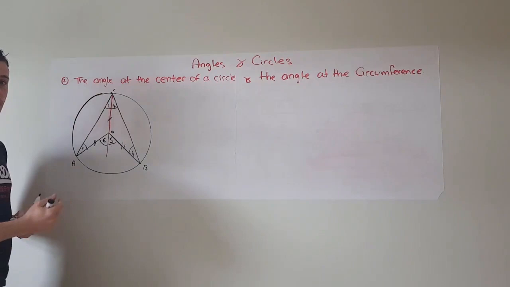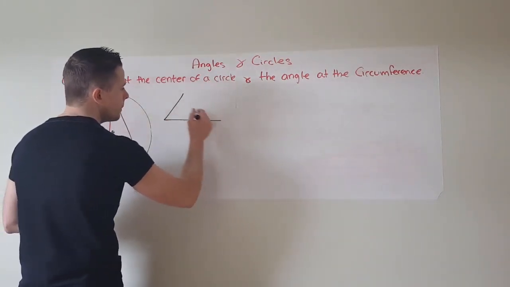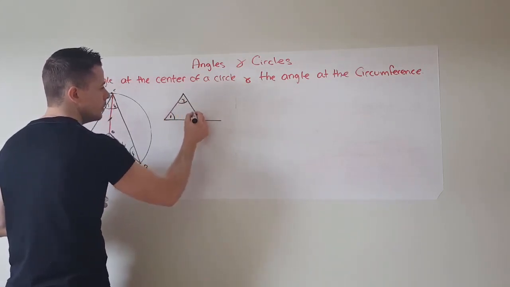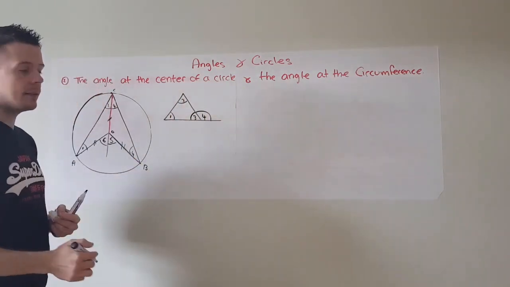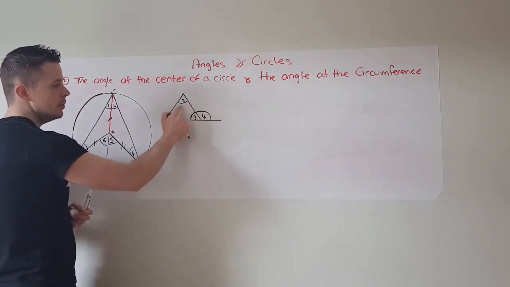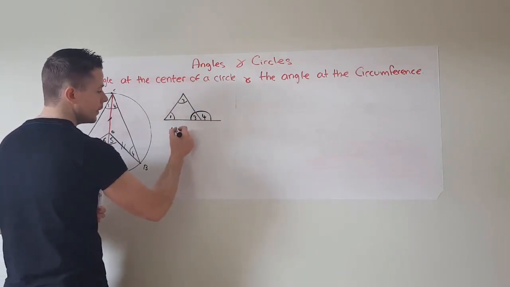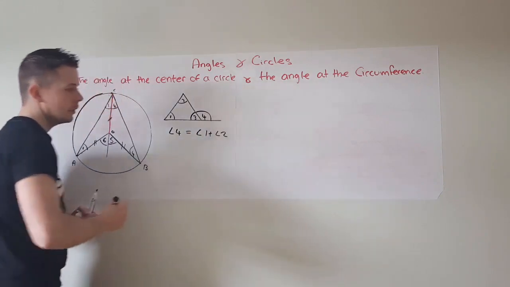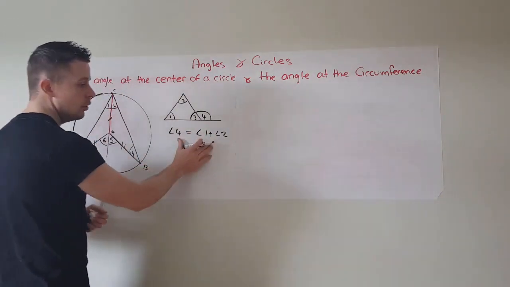Now, taking the fact that we know the exterior angle of a triangle, if we've got a triangle here, is equal to the sum of the two interior angles, remember this is another theorem, then the angle 4 is equal to angle 1 plus angle 2. This is getting a little bit away from this, but we need to know this anyway.